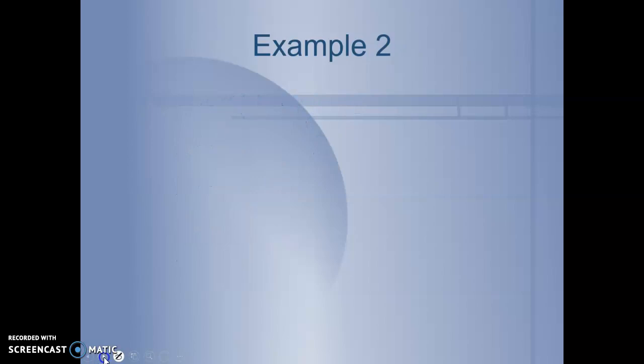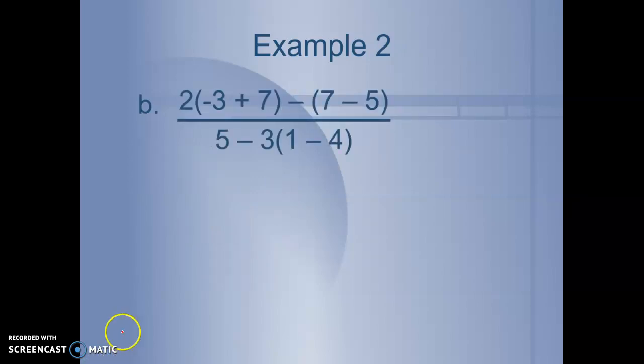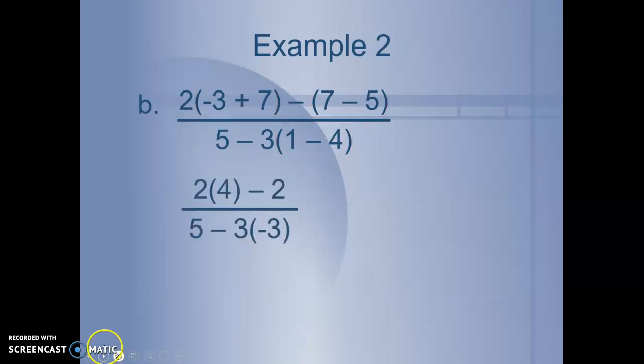All right, here is another example. Try this one on your own. Hopefully you remember to do these grouping symbols first. There were 3 sets, so when we simplify this, we get 2 times 4. That's what this became, 4, minus 7 minus 5.